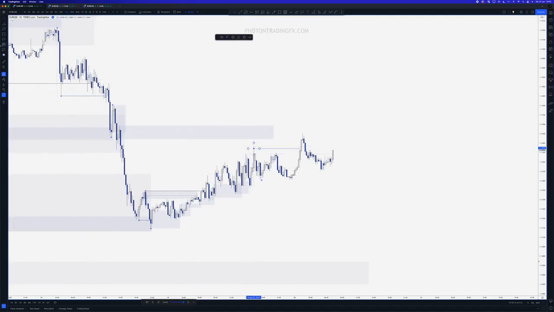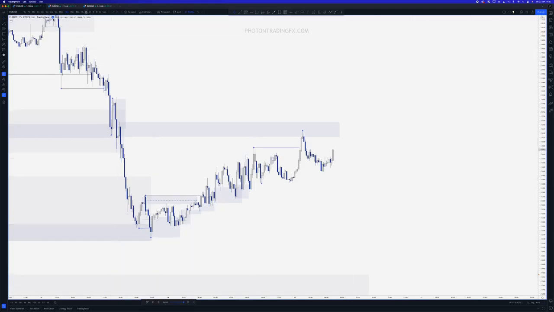I wish there was a shortcut for this dot tool. Okay, so that's the range we're playing within. Come up a bit, at this level. Okay, so let's have a quick reminder of the 4-hour chart, see where we're at.